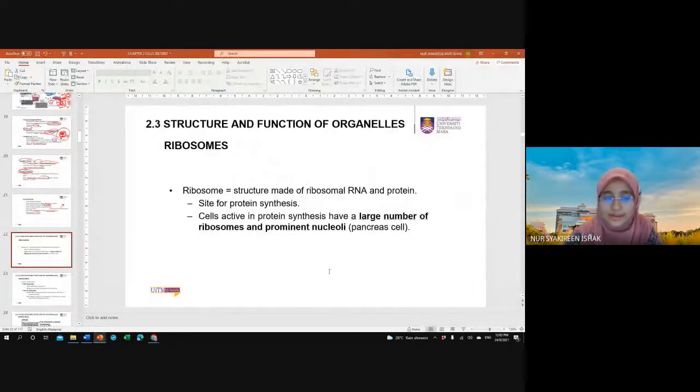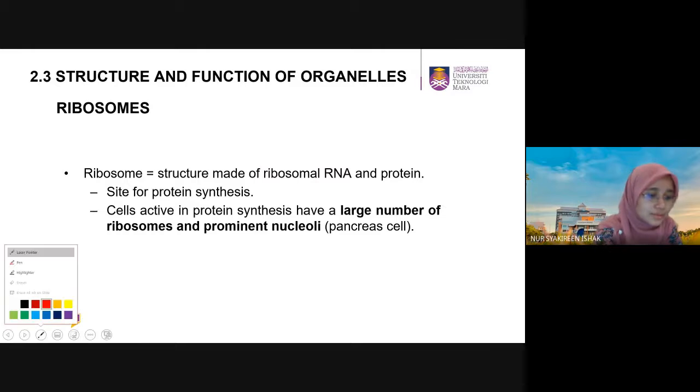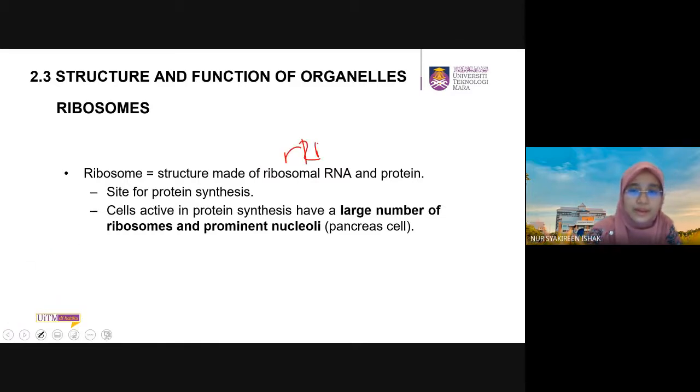So next is the ribosome. The ribosome structure is made up of ribosomal RNA, or we call it rRNA, and also protein. So the combination of rRNA and protein, as I've mentioned, are combined in the nucleolus to form the subunits of the ribosome.